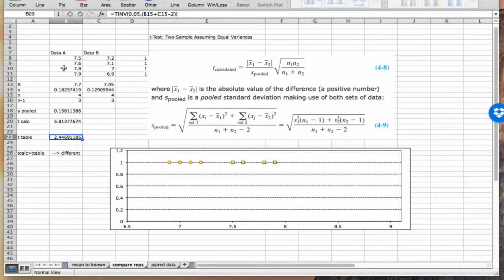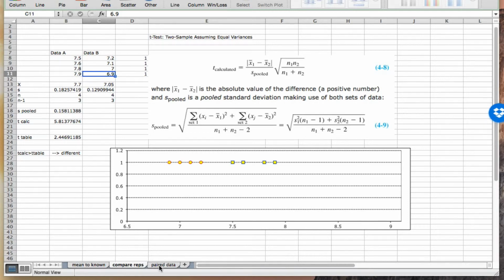Now, if you went ahead and changed one of these data points, let's take the low one and change the 6.9 to an 8. All right, now we've got 3 points and it overlaps. T calc is less than T table, and you would conclude that they are not different.